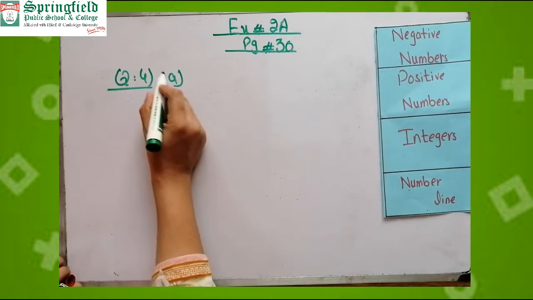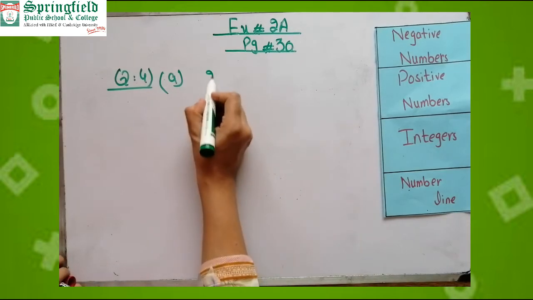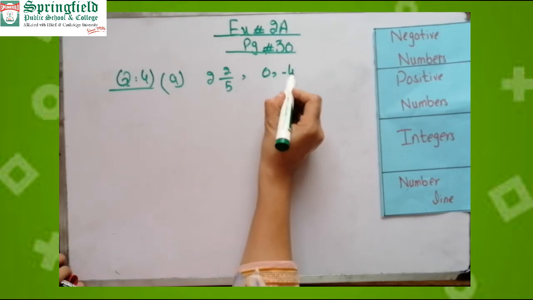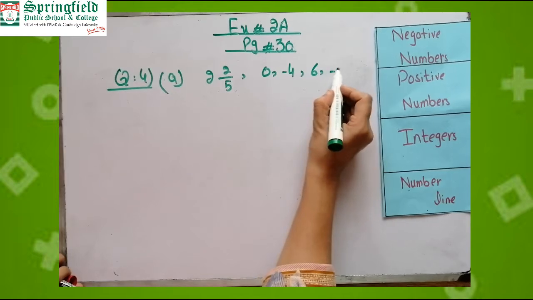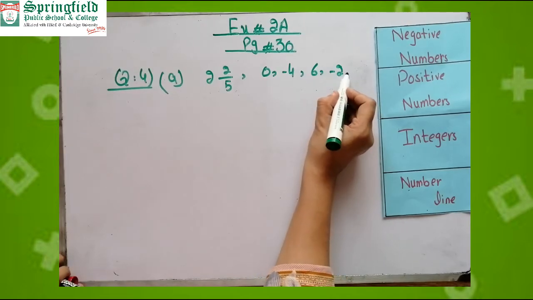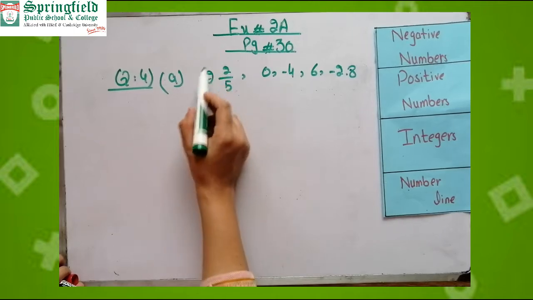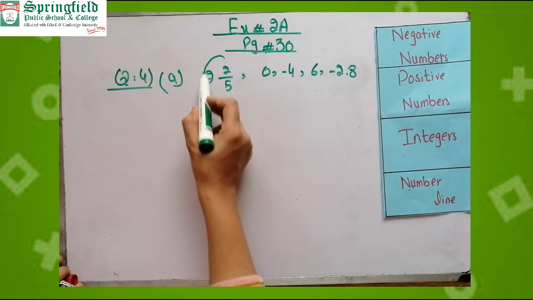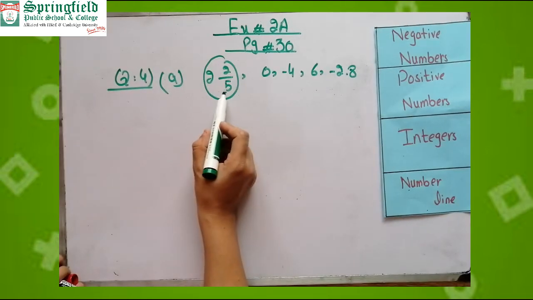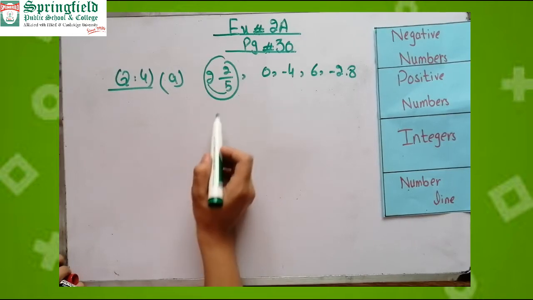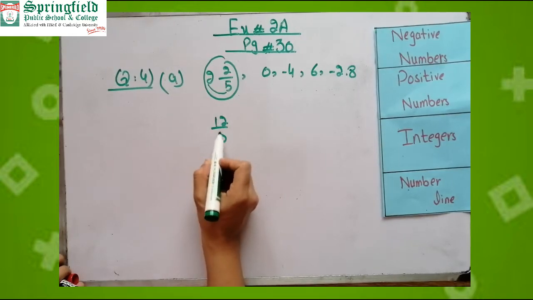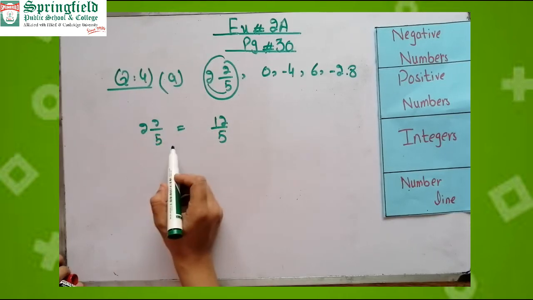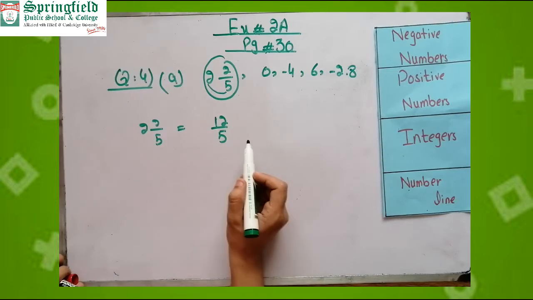Question 4, A part. The numbers are 2 whole 2 by 5, and the other numbers are 0, minus 4, 6 and minus 2.8. Okay, this form is called a mixed fraction. We know that. So what we will do, first we will convert into the fraction form. As we know, 5 will multiply with 2, 5 2s are 10 and then 2 will add, 12 by 5. 2 whole 2 by 5 in this form is called a mixed fraction and this is the simple improper fraction.